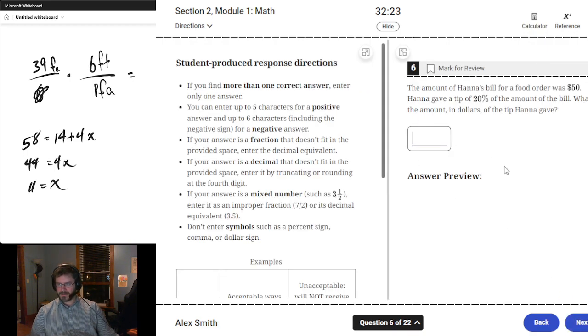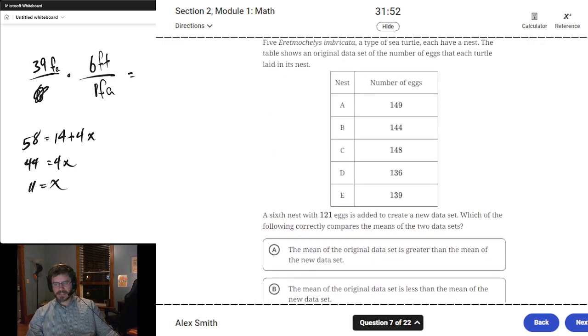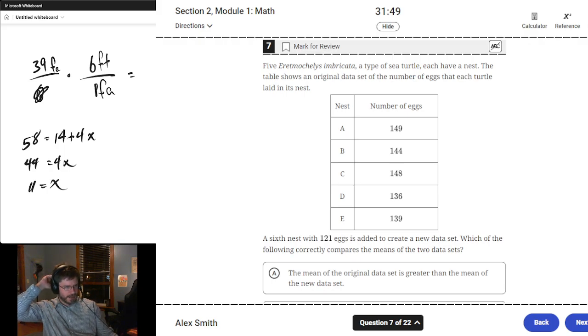The amount of Hannah's bill for food was $50. Tip of 20%, so that's 1.2 times the total. What was the amount of the tip Hannah gave? Oh, okay. So we just want 20% of 50, which is 1/5, so $10. I'm going to double check myself because I don't trust myself. I'm going to do it in a calculator off to the side here. 0.2 times 50 is indeed 10. I never trust myself on these types of things, and it's too important to get it right, so take that extra beat to check your math.